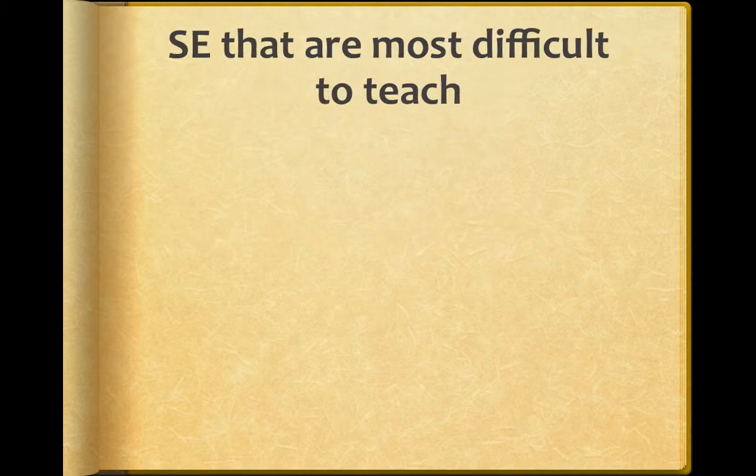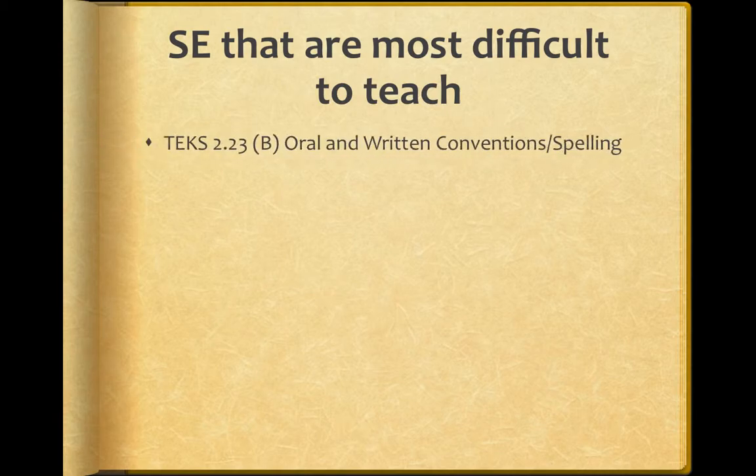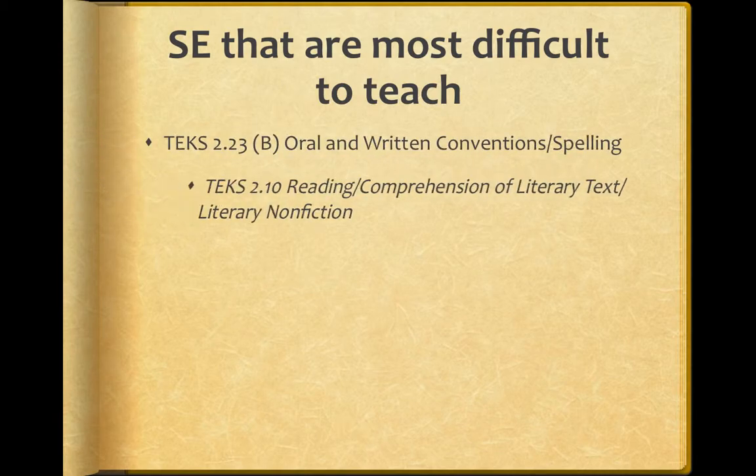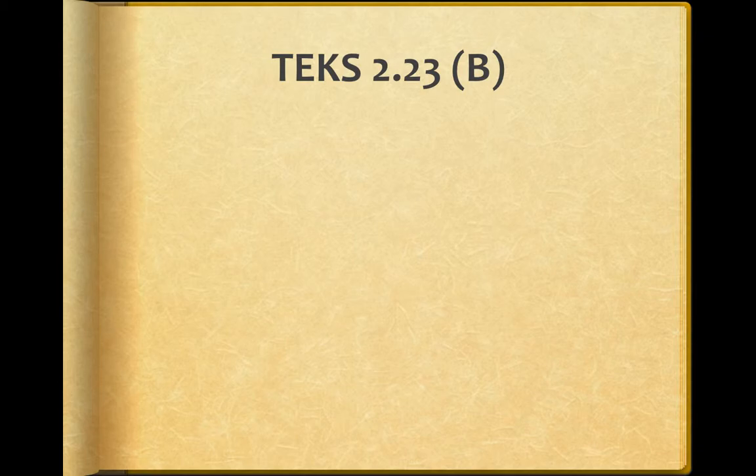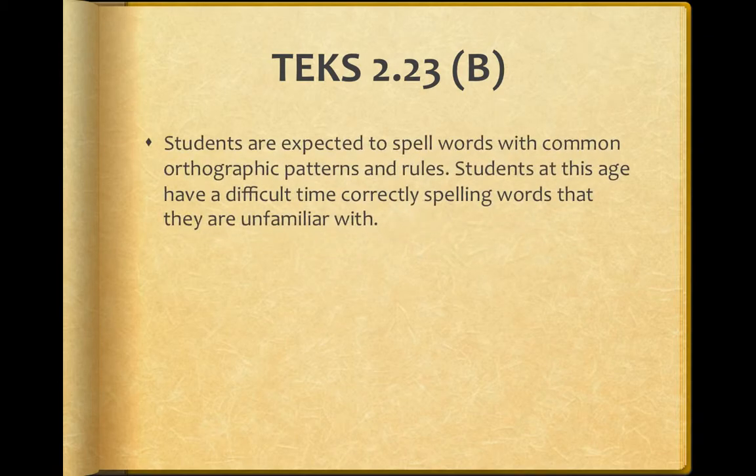There are 2 student expectations that I thought were the most difficult to teach. This is TEKS 2.23b and TEKS 2.10. We'll start with TEKS 2.23b. This is oral and written conventions and spelling. Students are expected to spell words with common orthographic patterns and rules.